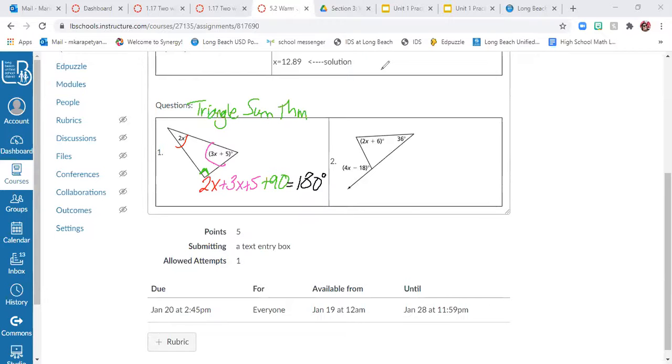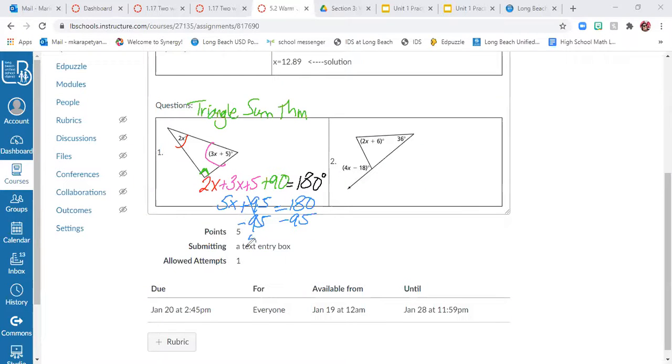So we're going to combine like terms. I have 2x and 3x. They're on the same side of the equal sign, so that's going to be 5x. And then I have 5 plus 90, so that's going to be plus 95 equals 180. This is where my algebra comes in, and I'm going to solve by subtracting 95 on both sides.